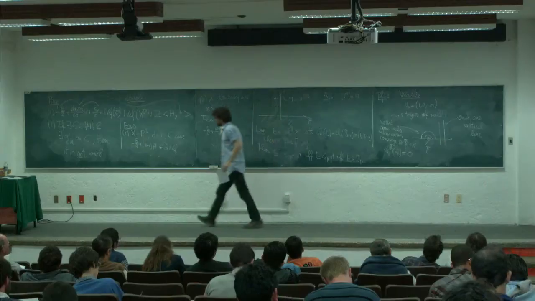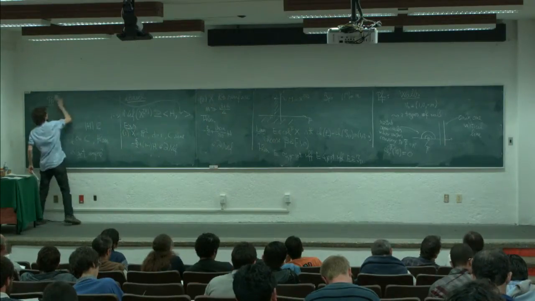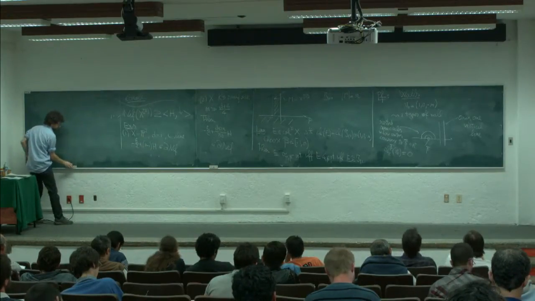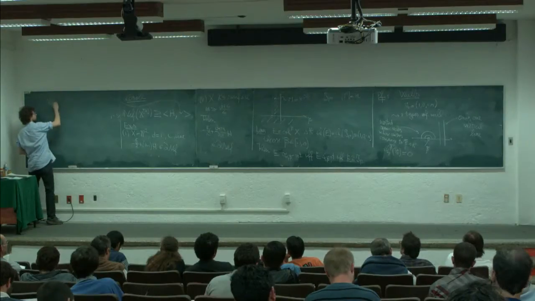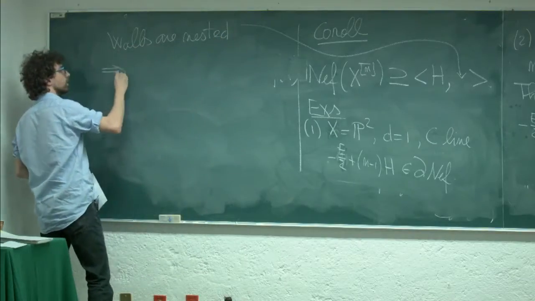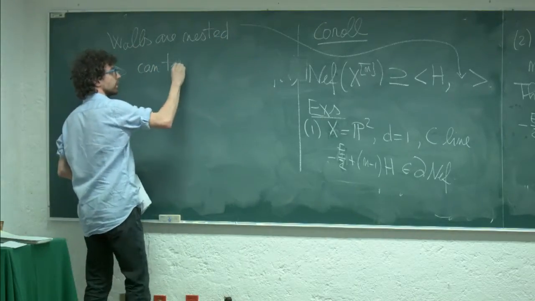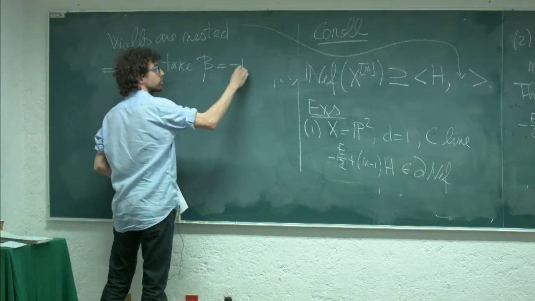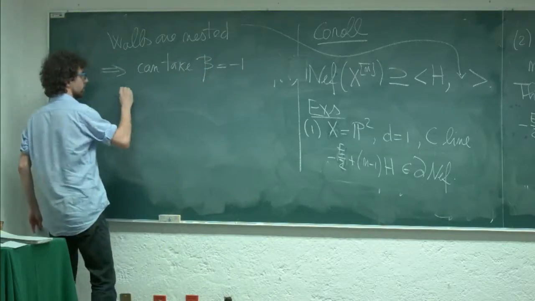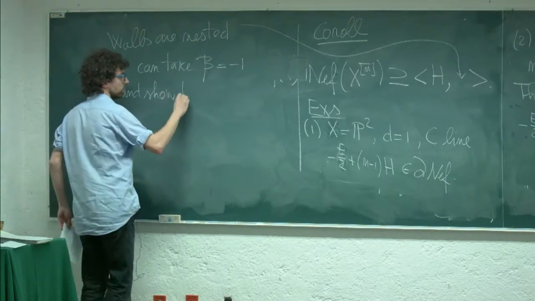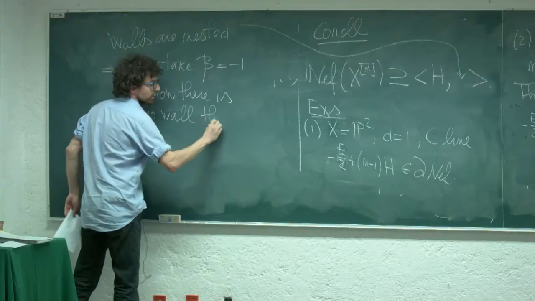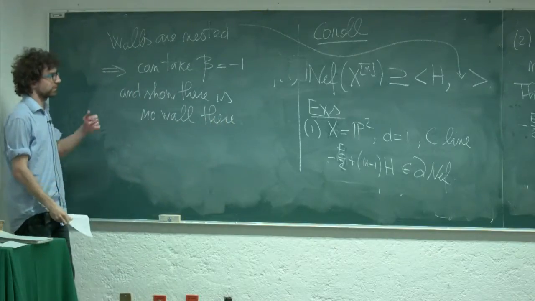OK. So they do not intersect, they are nested. Okay, so that's the easy part here. So walls are nested. It implies I can take, which is actually fine for what we need, beta equal to -1, and prove that there I have no wall that intersects this thing. And so how does it go? Well, let's prove it, that there is no wall.